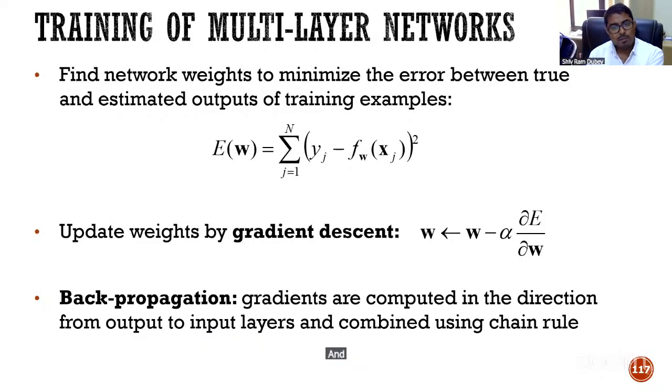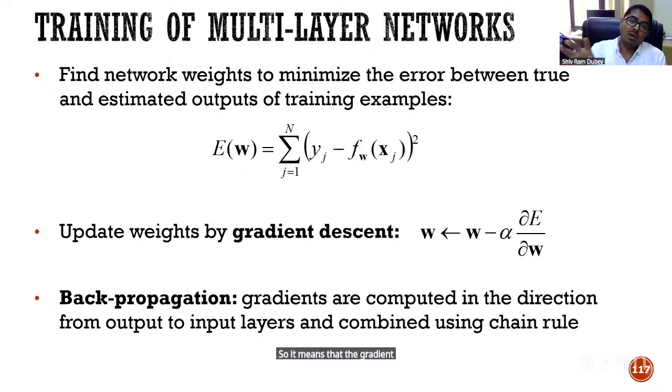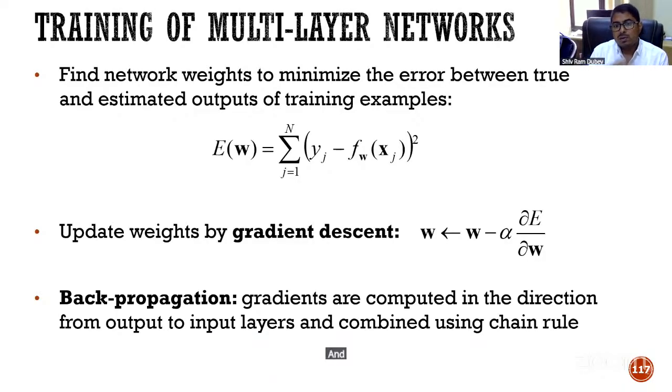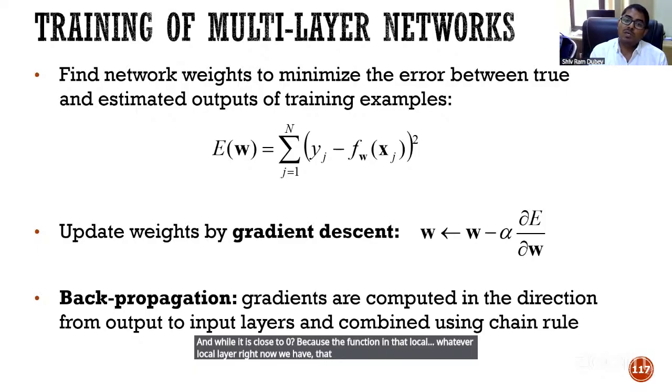Whatever upstream gradient you have, if the local gradient is close to zero, then the entire upstream gradient itself will become close to zero. And that's what we would be passing to the previous layers. So it means that the gradient information is going to be diminished due to the multiplication by the local gradient, which is close to zero. And why is it close to zero? Because the function in that local layer has saturation. It's the flat curve that we have.